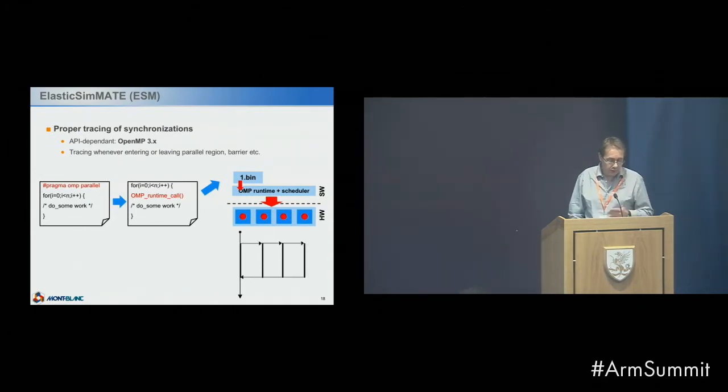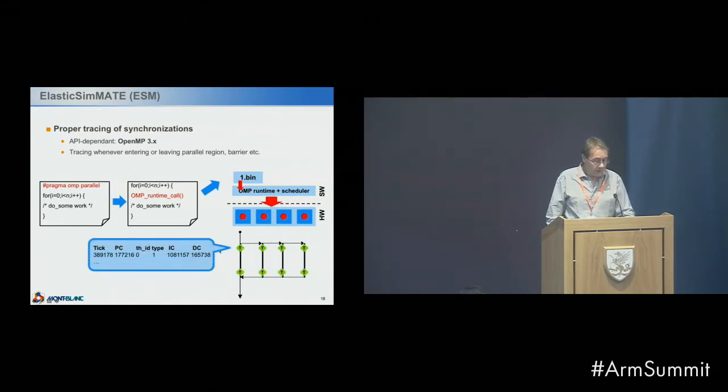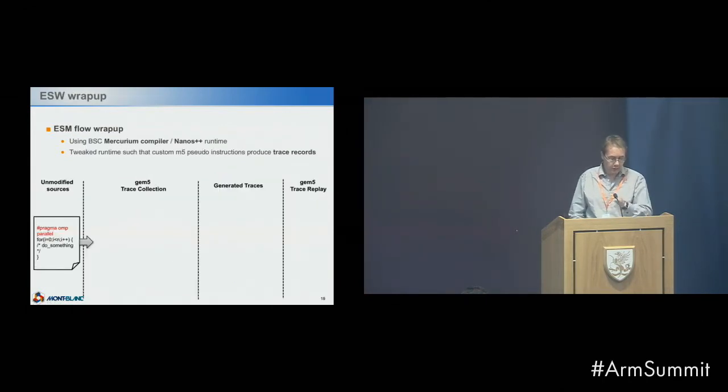So this is the abstract representation of the timeline of the execution of the thread, and what we're actually interested in is inserting some trace records at those points that are depicted here in green. And then each record essentially records the PC, the tick, the type of synchronization, the thread ID, of course, and the number of instruction and data dependencies that this parallel region is made of, because that's going to be reused later on.